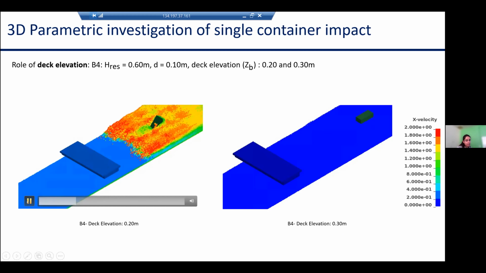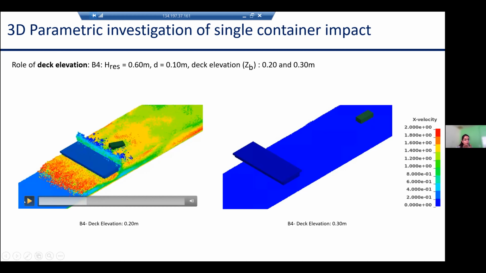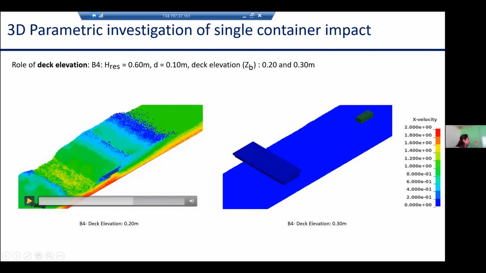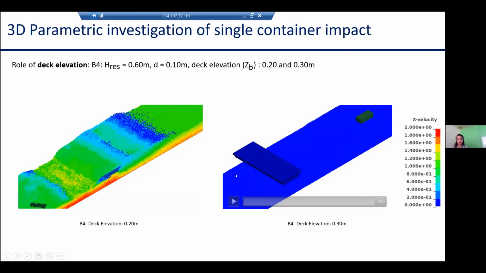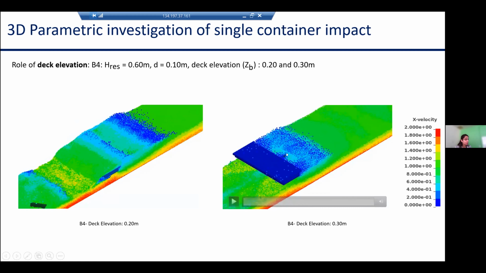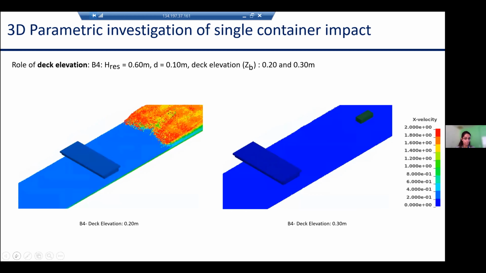You can see here that the bore propagates and picks up the debris. The debris impacts the offshore side of the deck and moves below the deck. However, with the higher deck elevation, when the bore propagates and picks up the debris, you can see here that the debris becomes trapped below the offshore overhang, which clearly demonstrates the role of the deck elevation on the debris dynamics and impact on the coastal structure.